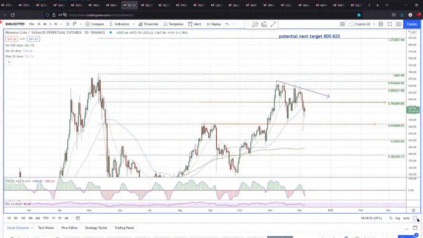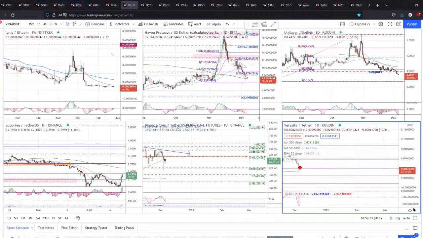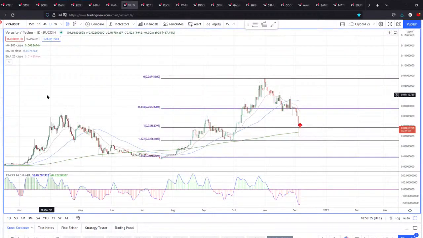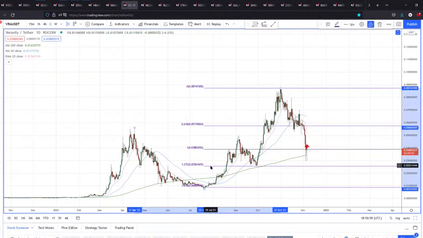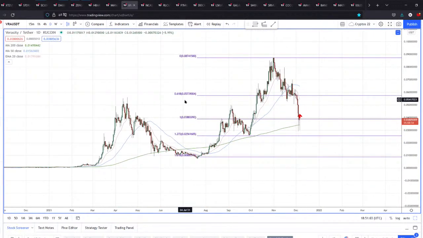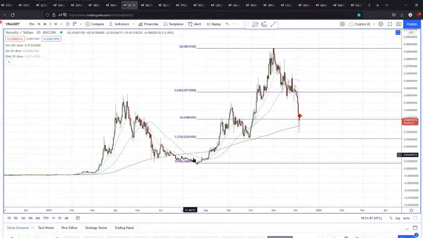I also like VRA, which is on this page. Similar reason. Back to the 200-day moving average, which is the king of the chart. I'm just going to clean up this. Now, if this is like Bitcoin, this to me looks like Bitcoin, right? This pullback, this rally just looks too much like 3 waves, doesn't it?